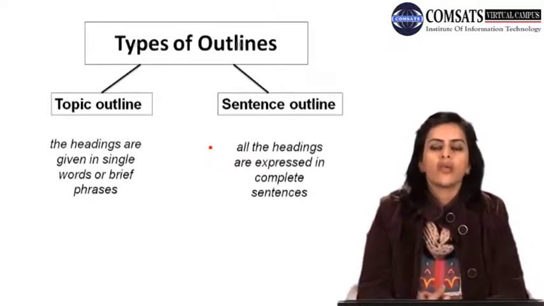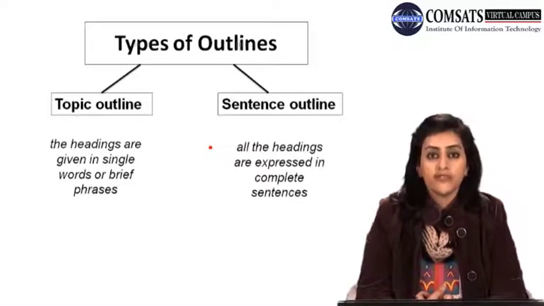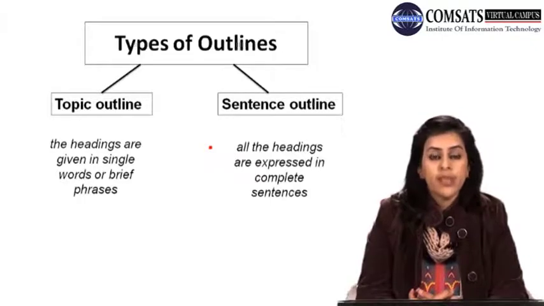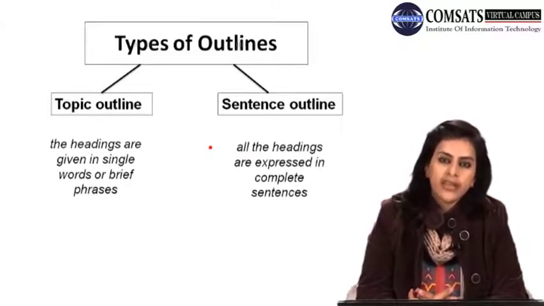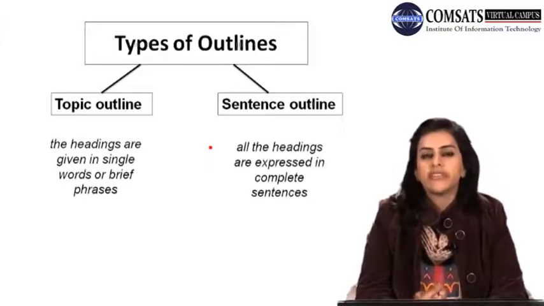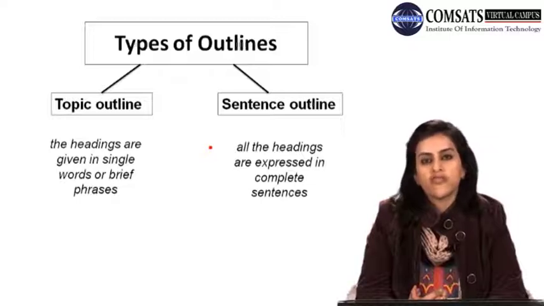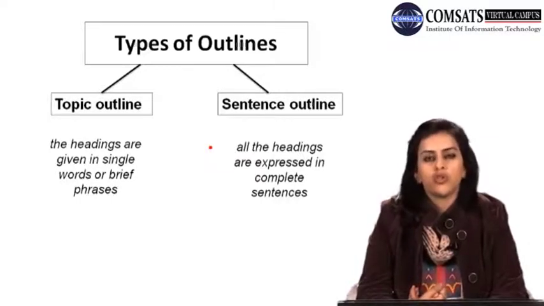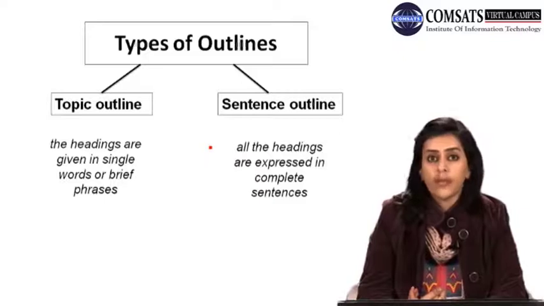So the topic outline is something that provides you with the different topics that are related to the main topic of the essay, and the outline is developed in different kinds of headings and subheadings, maybe in the form of words or brief sentences, clauses, phrases, fragments, anything that you want to use for writing the topic outline.